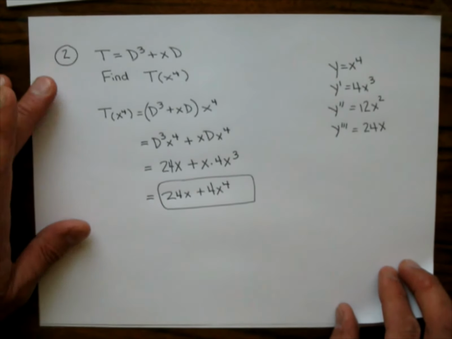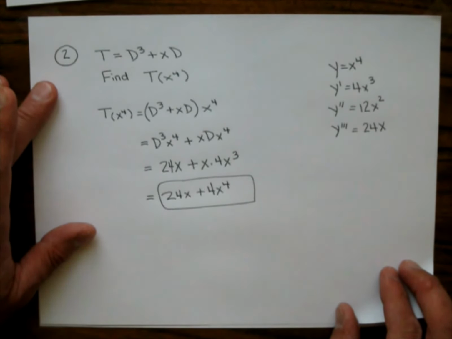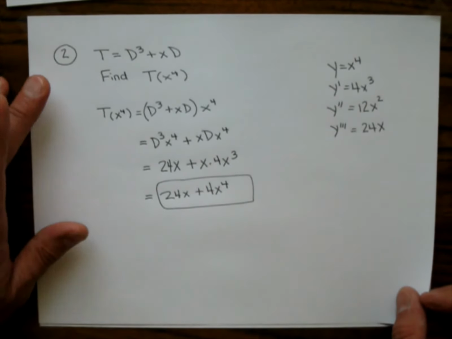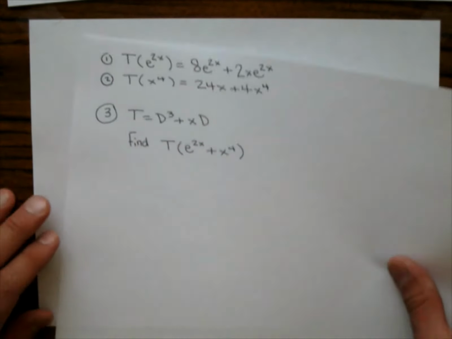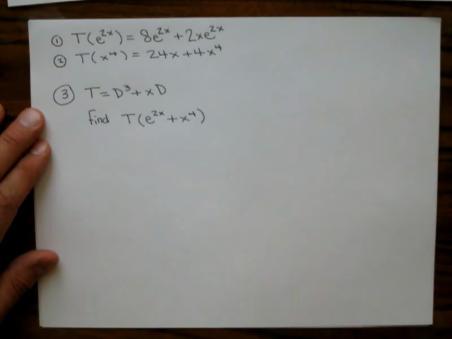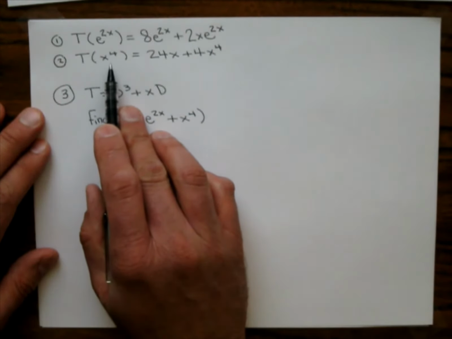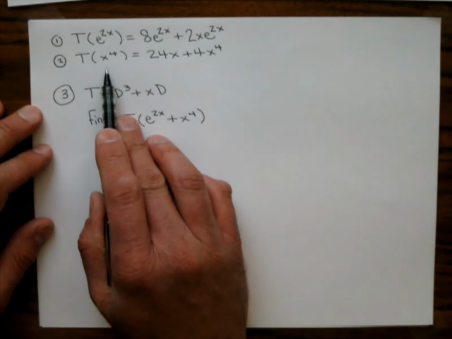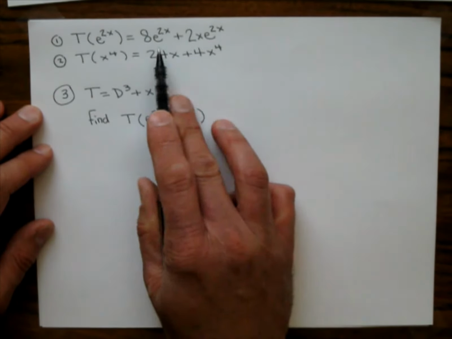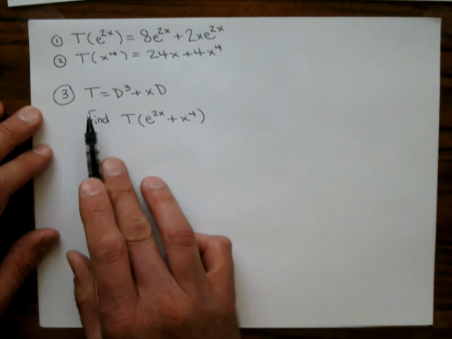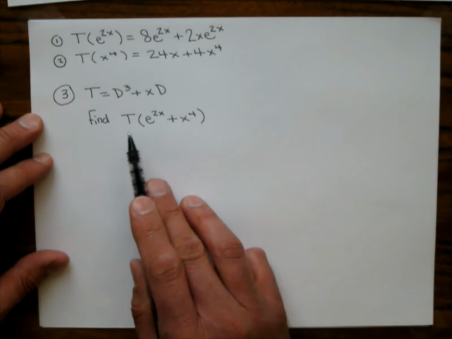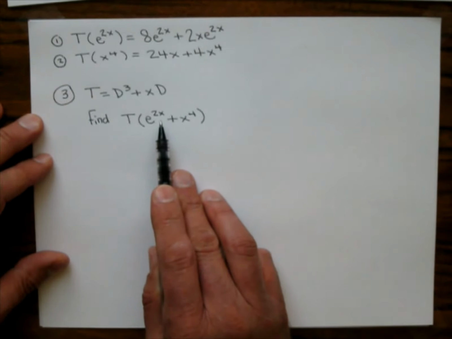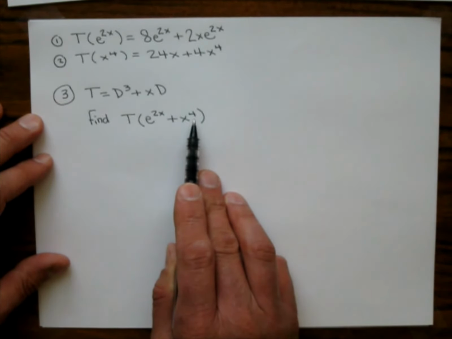Why are we doing this? This seems weird that we would want to even do this, but you're going to actually see how this helps us understand differential equations. So I'm going to do something kind of weird here. I have the first 2 problems, and you know they got sent through the linear transformation, and these were the results. Now here's the same linear transformation. I'm going to ask you to find t of e to the 2x plus x to the 4th.